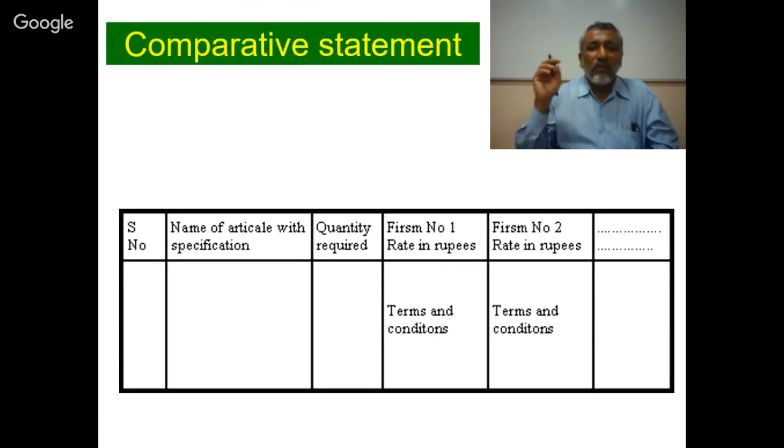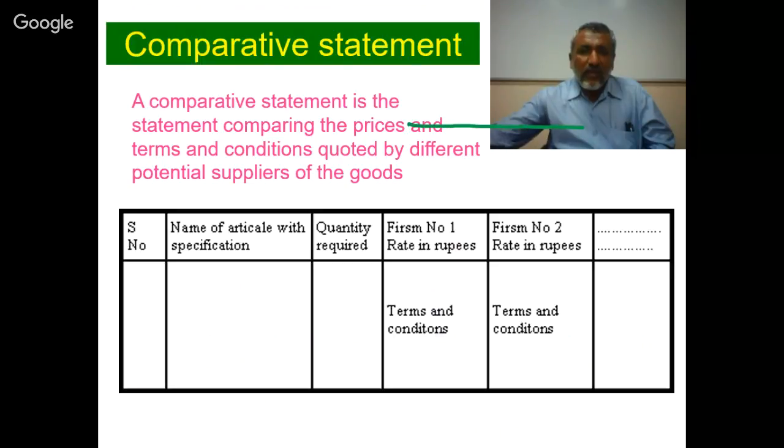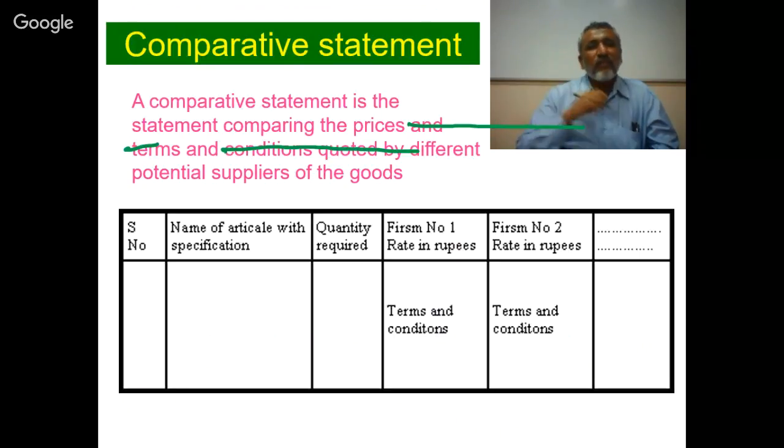Let us finally come to the comparative statement. Comparative statement is nothing but a statement comparing the prices and terms and conditions quoted by different potential suppliers for the goods. That means each person has quoted his price and his terms and conditions. We consolidate all those data into a table. This table is what is known as a comparative statement. So let us look at an example.